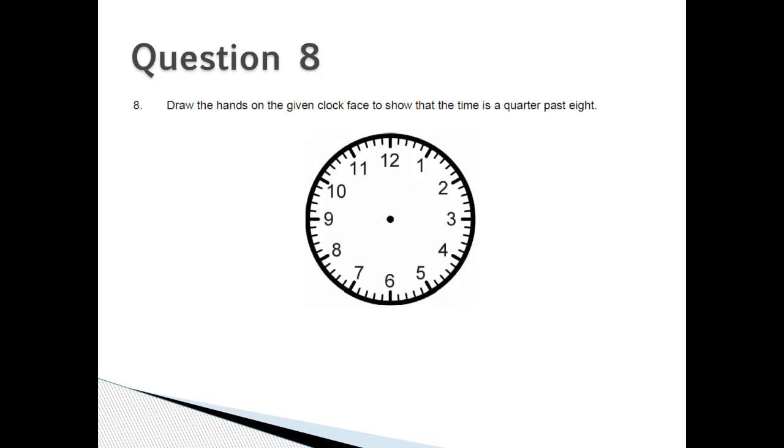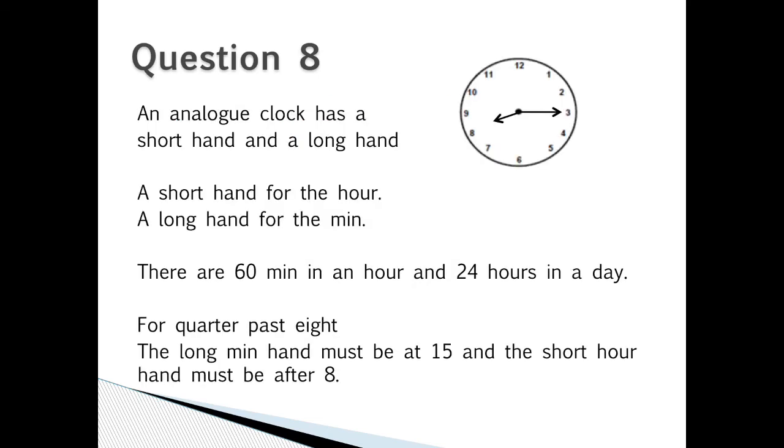Draw the hands on the given clock face to show that the time is 8:15. An analog clock has a short hand and a long hand, a short hand for the hour and a long hand for the minute. There are 60 minutes in an hour and 24 hours in a day. For 8:15, the long minute hand must be at 15 and the short hour hand must be after 8.